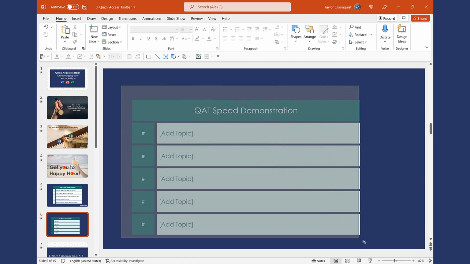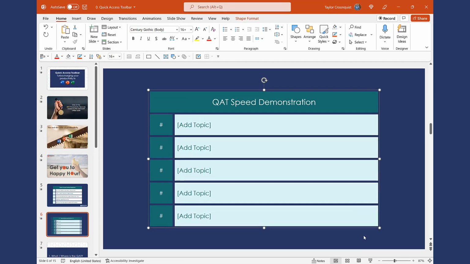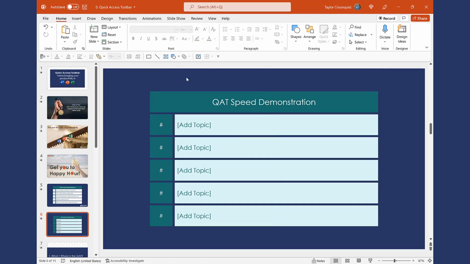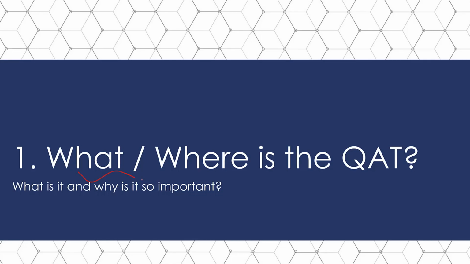The graphic's good on its own, but I'm gonna Control-D to group it, Alt-1C for center, Alt-1M for middle, and that is now perfectly aligned and positioned by simply adding the Alignment tool here in the first position of my Quick Access Toolbar, which I'll show you exactly how to do at the end of this video. But first, let's look at what and where is the Quick Access Toolbar and why is it so important.